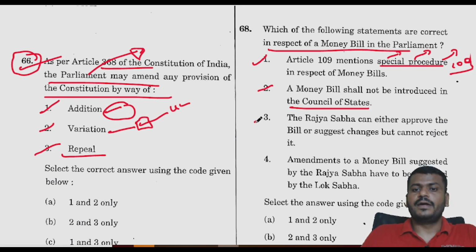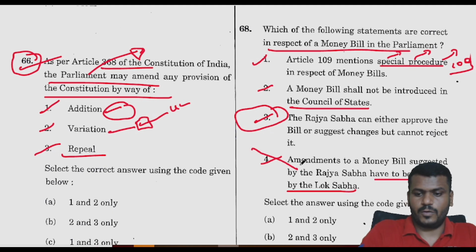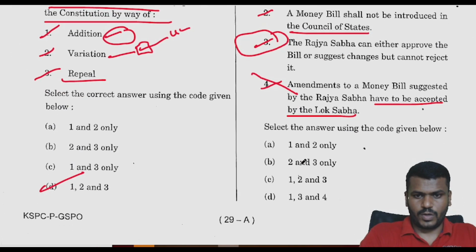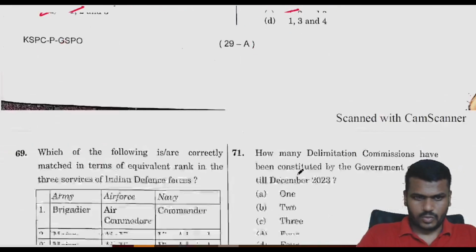Yes, that is true. Rajya Sabha can either approve the bill or suggest changes but cannot reject it. Yes, that is true. It can suggest but it cannot amend. Amendments to the money bill suggested by Rajya Sabha have to be accepted by Lok Sabha, not necessarily. There is no provision at all. So 1, 2, 3 are the right ones, and the fourth statement is the wrong one, guys.